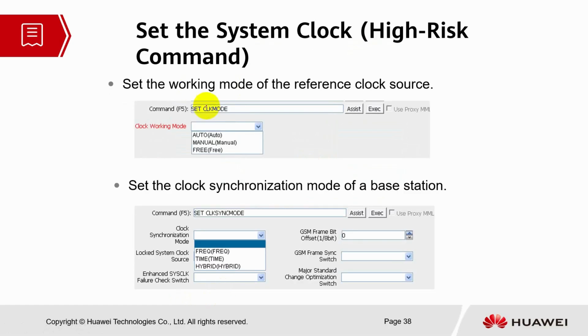Next, after we have decided our clock system, we need to set the system clock. Set the working mode of the reference clock. Auto and manual mean that you will lock the clock. Free means without locking the clock system. Next, we have to set the clock synchronization mode of the base station, whether it's using FDD or TDD mode. If FDD, it will be frequency, and TDD will be time. Let's look into the commands.